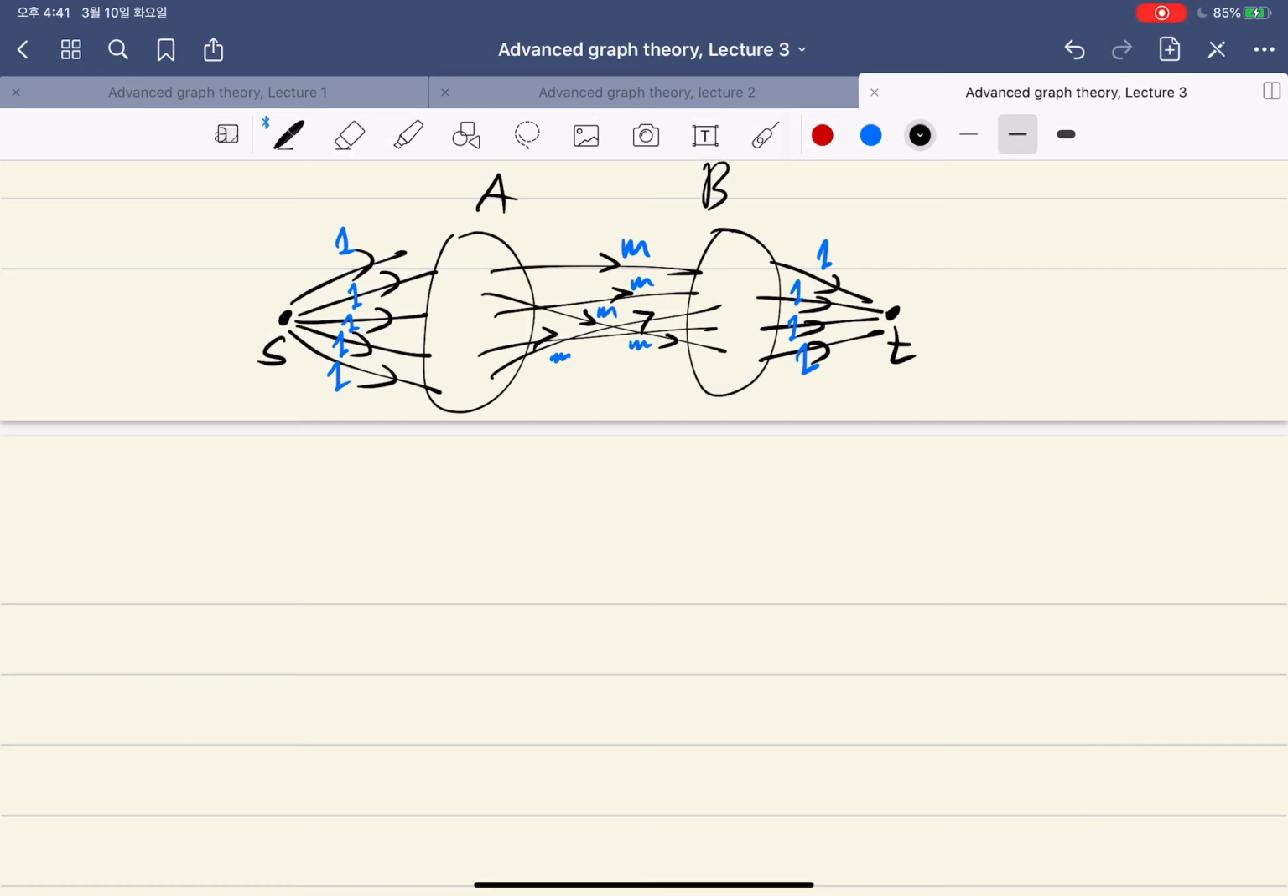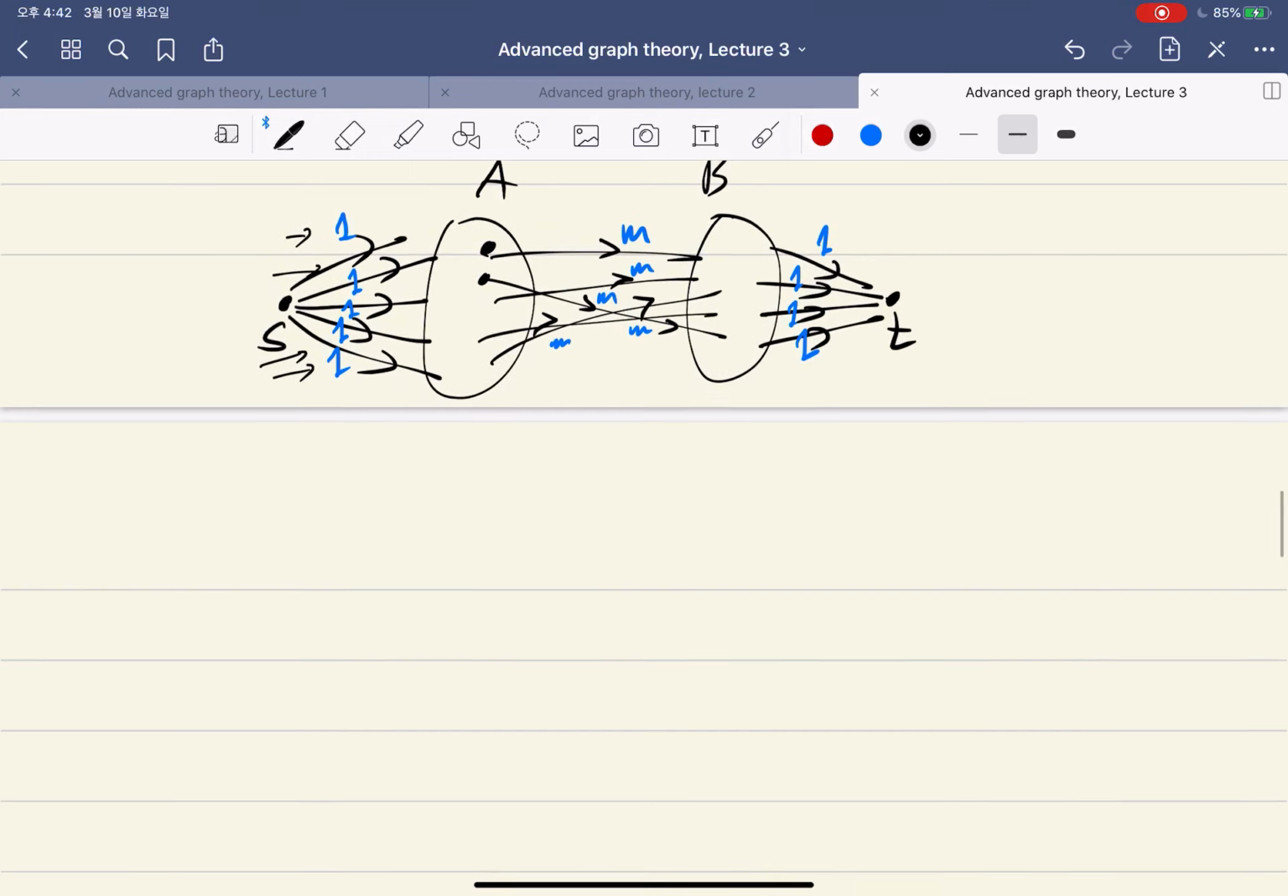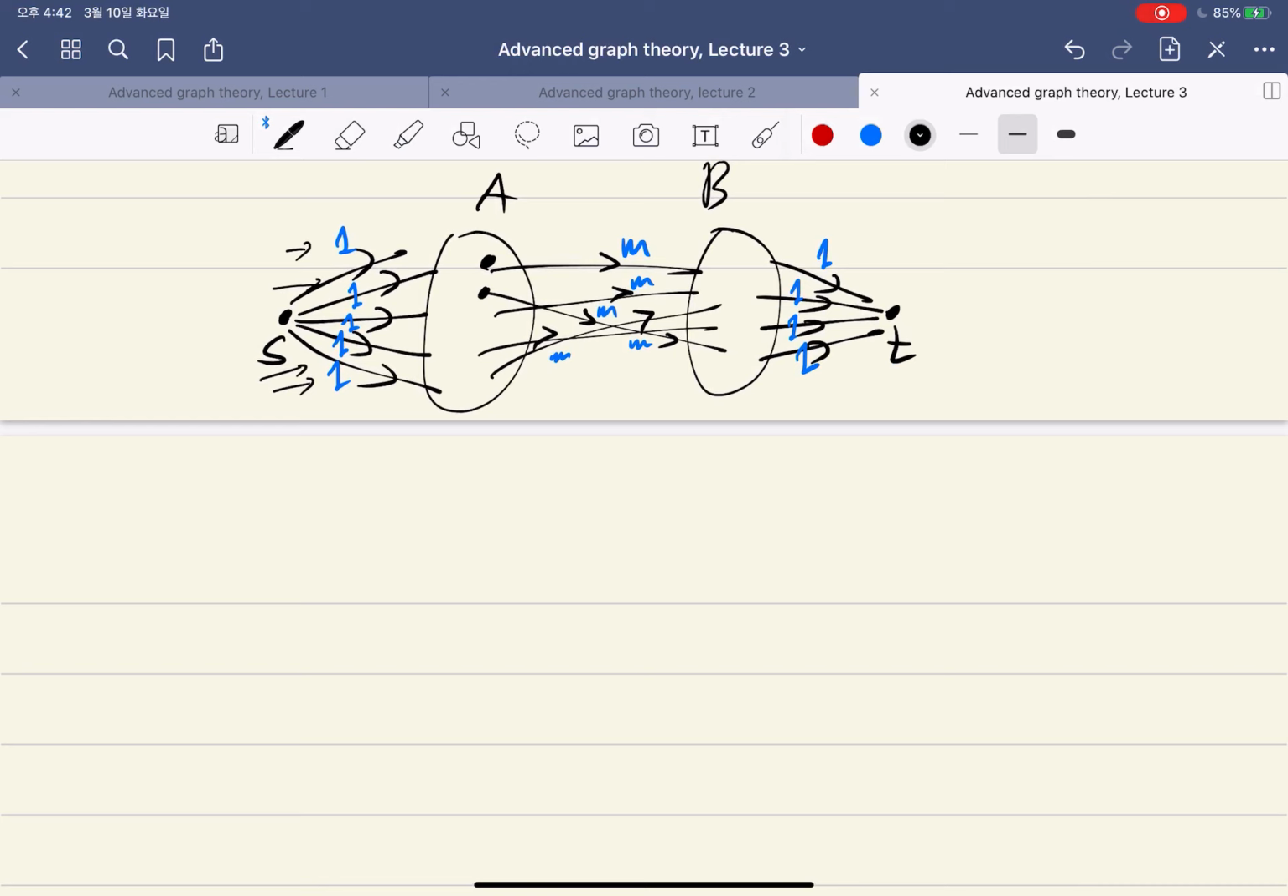Now, what happened? Because all the values here are 1. So for all the vertices in A, the incoming flow is at most 1, so it can emit at most 1 flow to outside. From that, if we have a maximum integral flow, then that's actually how it looks. From S, you have some 1. So flow value 1, 1, 1 are going out.